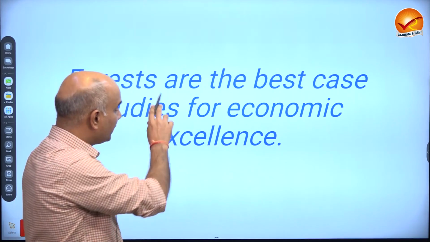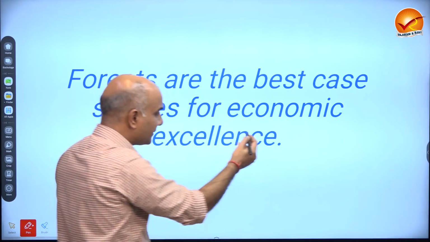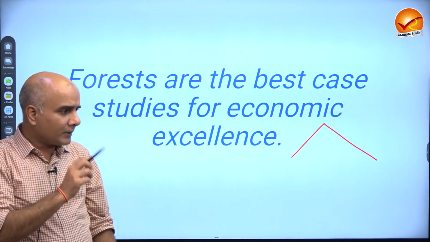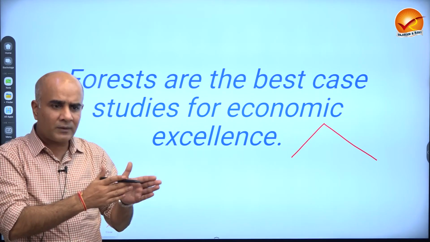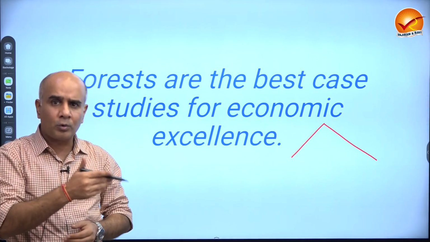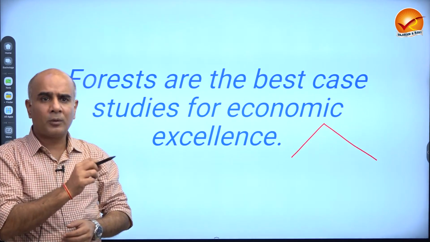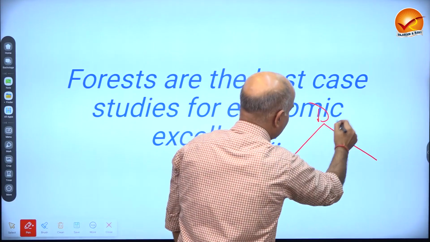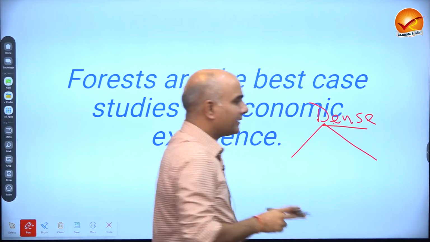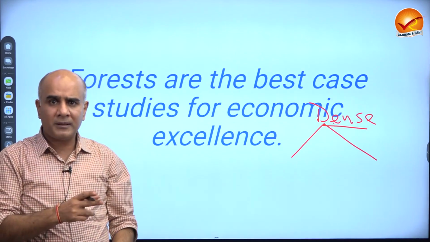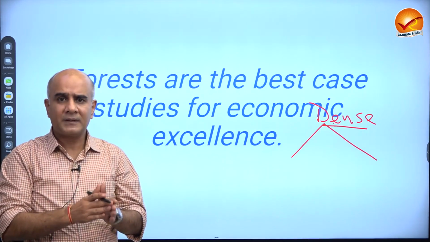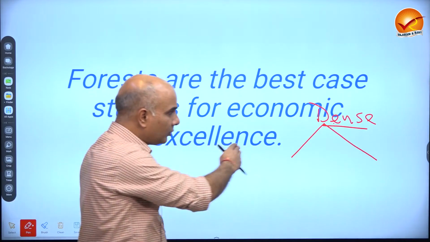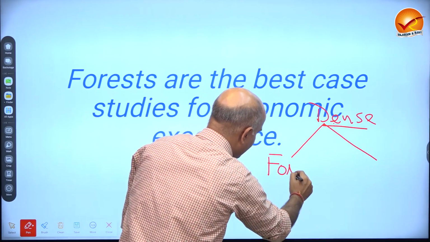Now here, when we say forests are the best case studies for economic excellence, there are 2 dimensions that are simultaneously involved. When I say that this is one of the essays that a student ideally would prefer not to write about, it does not mean that this topic is difficult. It does not mean that it is too challenging, but yes, an appropriate word to use is a little dense. What do you mean by a dense topic? That in every single paragraph, starting from your introduction, going to your body, coming to your conclusion, in all of them, 2 elements you will have to simultaneously keep addressing.